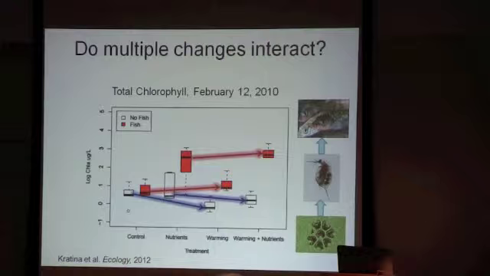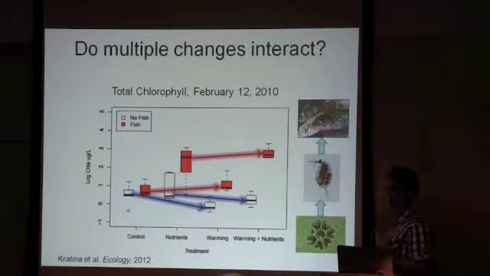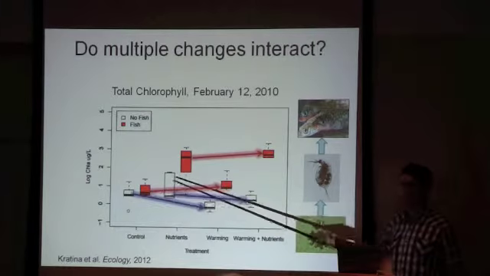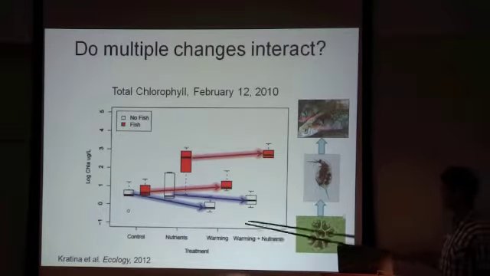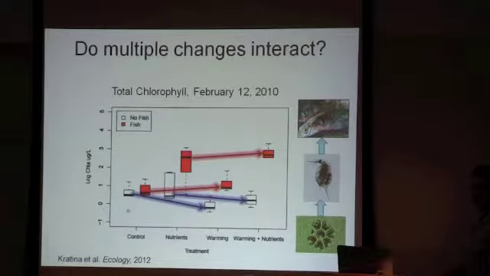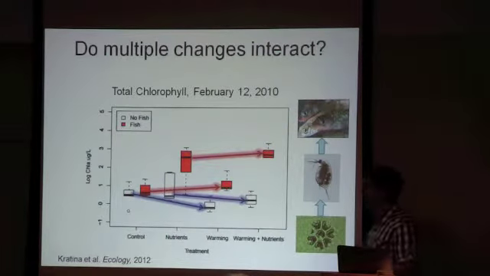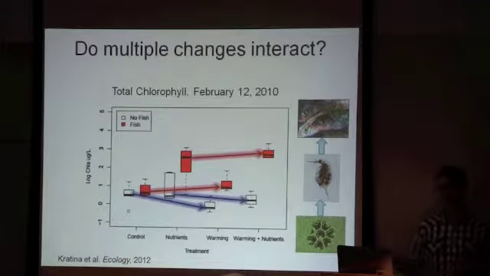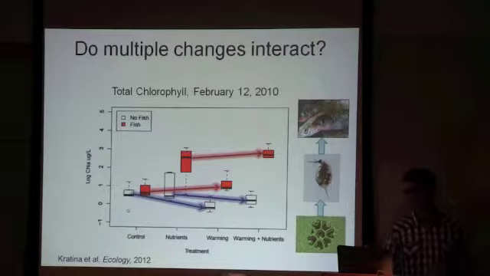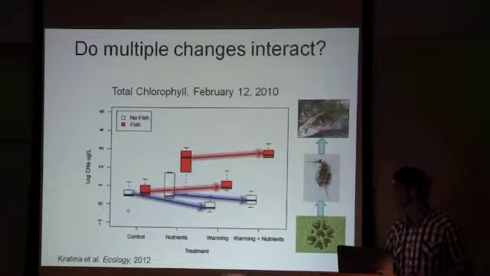And you can see that the effect of warming depended qualitatively on whether fish were present. So when fish were present, warming increased algae abundance. We had more algae present when fish were present. And where fish were absent, warming decreased algae abundance. We had lower biomass of algae when we warmed things up. So the effects of temperature depended qualitatively on the nature of the predator community that was present in these tanks.